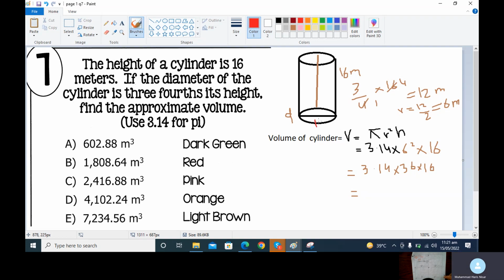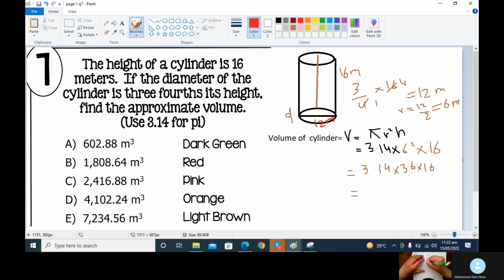12 meters is the diameter, but we need to insert the radius in this formula. We also know that radius is equal to d by 2. If you halve the diameter, we can find the radius. So the diameter is 12, divided by 2, 12 by 2 is equal to 6 meters. So the radius is now 6 meters. Now we have all the values here. Just plug in 6 squared and simplify it. You will find the volume of the cylinder.